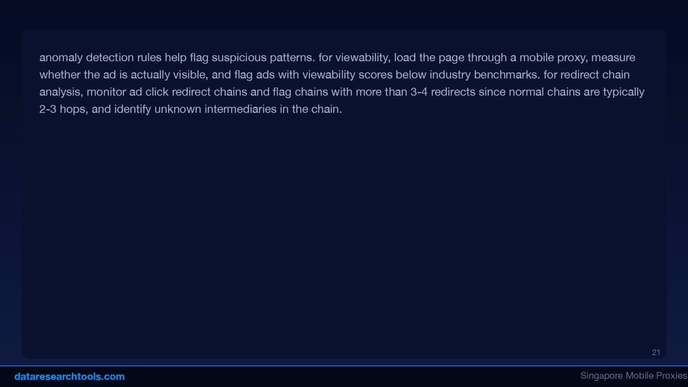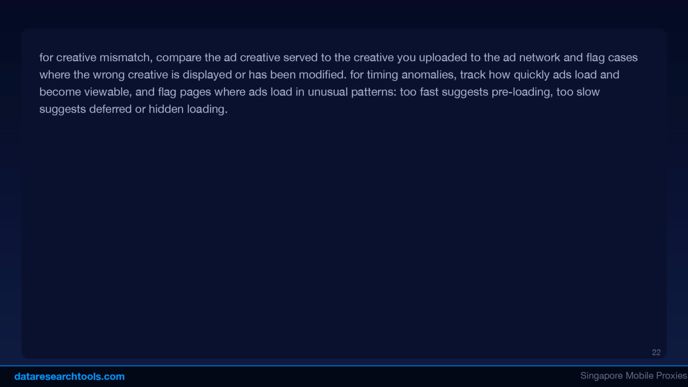For creative mismatch, compare the ad creative served to the creative you uploaded to the ad network and flag cases where the wrong creative is displayed or has been modified. For timing anomalies, track how quickly ads load and become viewable, and flag pages where ads load in unusual patterns. Too fast suggests preloading, too slow suggests deferred or hidden loading.